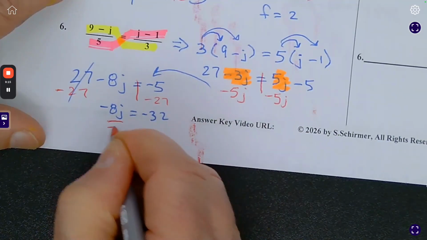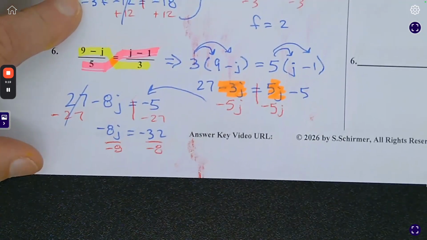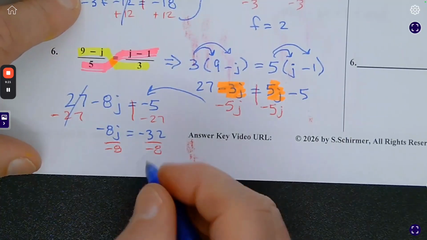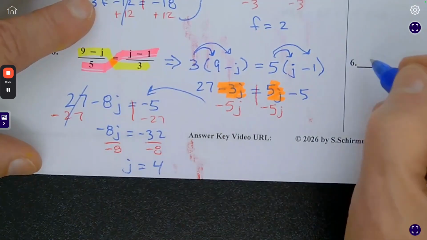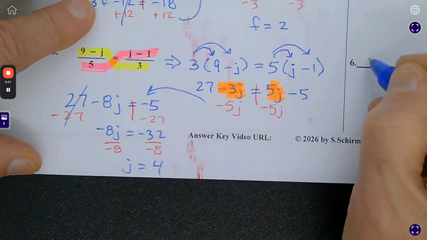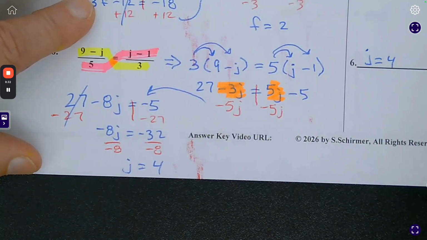Inverse operation for multiplying by 8 is dividing by the 8. And that gives me j equals 4, because a negative divided by a negative is positive. All right, that's not bad. That's not bad. Let's move on.